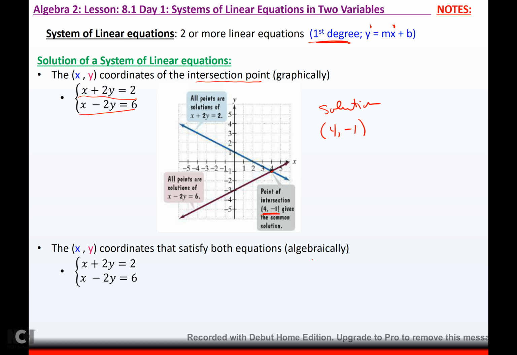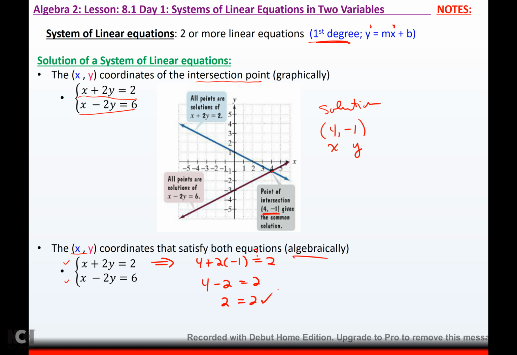When you do it algebraically, the xy coordinates have to satisfy both of these equations. So if I changed my x to 4 and my y to -1 in both of those equations, I have to get true statements or it's really not a solution. So if I test my first one, I'm going to change x to 4 plus 2 times y to -1 and see, does it equal 2? Well, this would be 4 minus 2, which is 2, which equals 2.